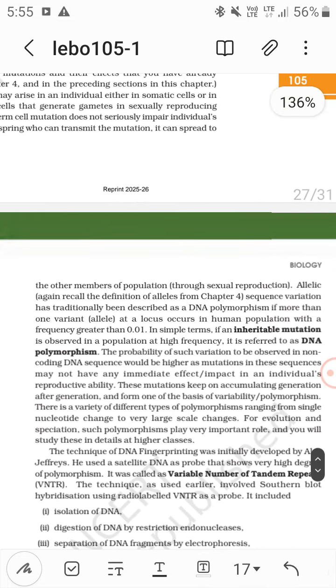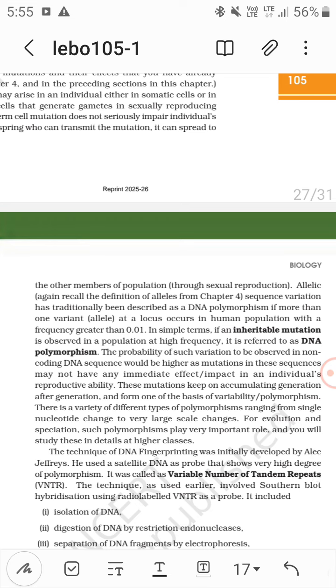Okay, so allelic sequence variation has traditionally been described as a DNA polymorphism if more than one variant allele at a locus occurs in the human population with a frequency greater than 0.01. In simple terms, if an inheritable mutation is observed in a population at higher frequency, it is referred to as DNA polymorphism. Okay.